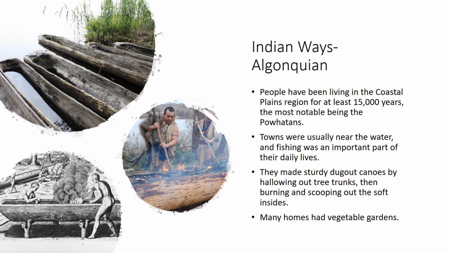The Powhatan Indians have been living in the coastal plains for the last 15,000 years and thrived long before European arrival. Over time, towns developed close to bodies of water because fishing played an important part in their survival. It was also a vital method of transportation. They made dugout canoes through a process of burning and scraping the inside of a tree trunk. Many Indian homes had vegetable gardens as well.